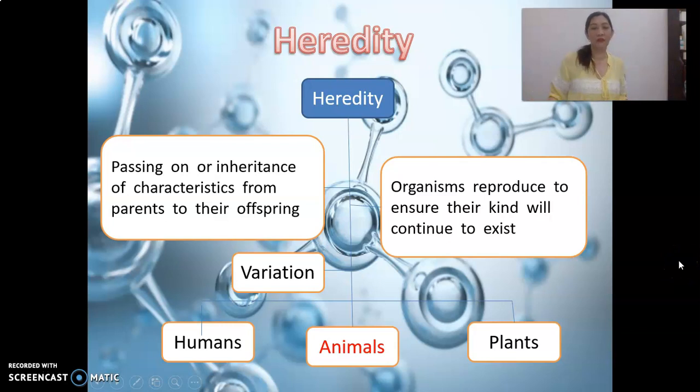So our topic is about heredity. Please open your book, page number 23. For the workbook, open your textbook, page 37, 38, and 39 for the textbook.